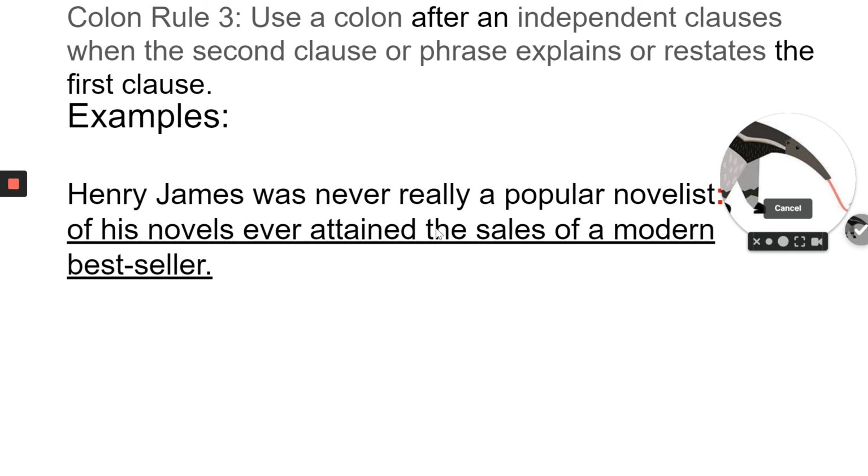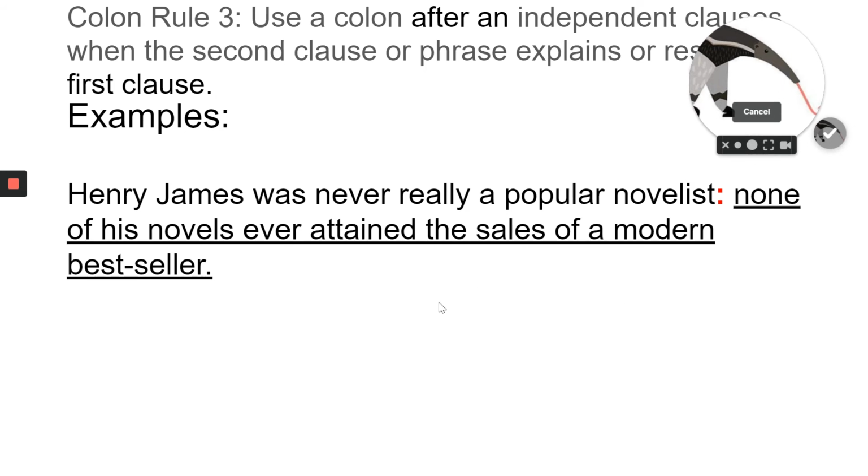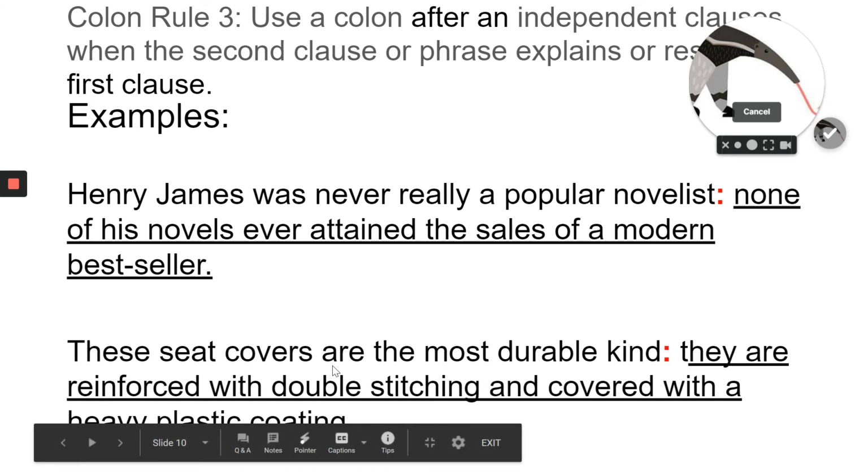So, Henry James was never really a popular novelist. That sentence kind of leaves you thinking, well, what was his deal then? And then the next part of your sentence answers that question. None of his novels ever attained the sales of a modern bestseller. So we have our complete sentence, colon, and then our thought that kind of answers our first thought.